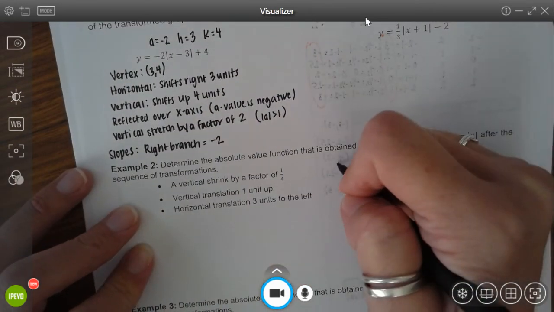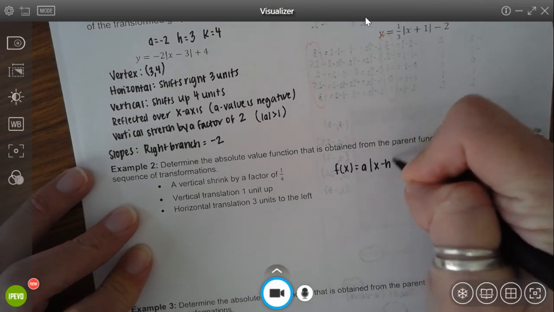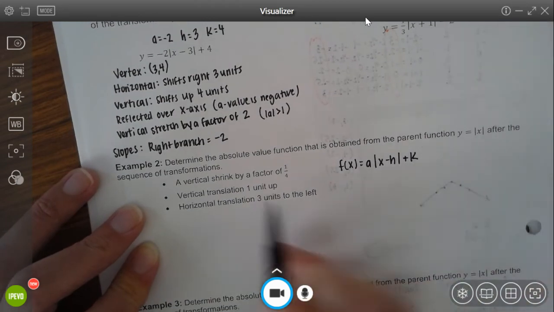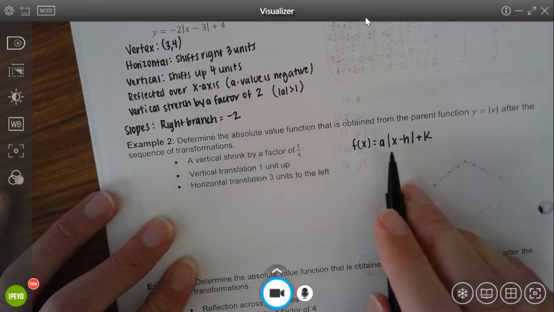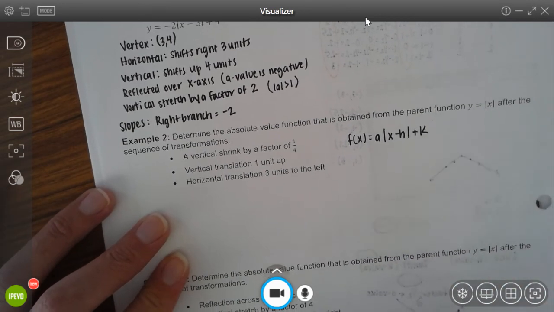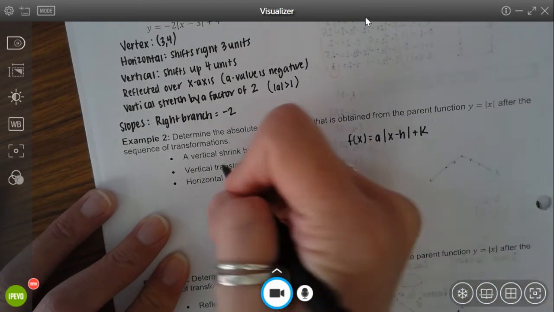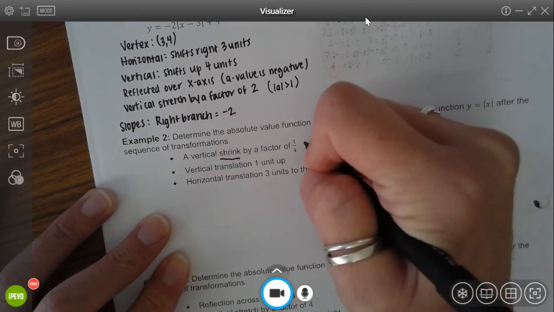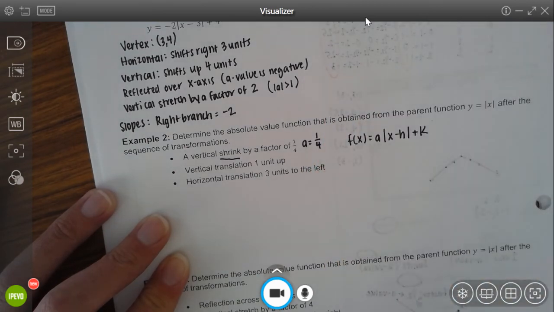So remember that our standard form is f of x is equal to a times the absolute value of x minus h plus k. So here, I'm going to identify the different pieces so that I can plug them in here afterwards. So a vertical shrink by a factor of 1/4. That's telling me anytime I'm talking about a stretch or a shrink, that's talking about the a value. So this is telling me that my a value is actually 1/4.